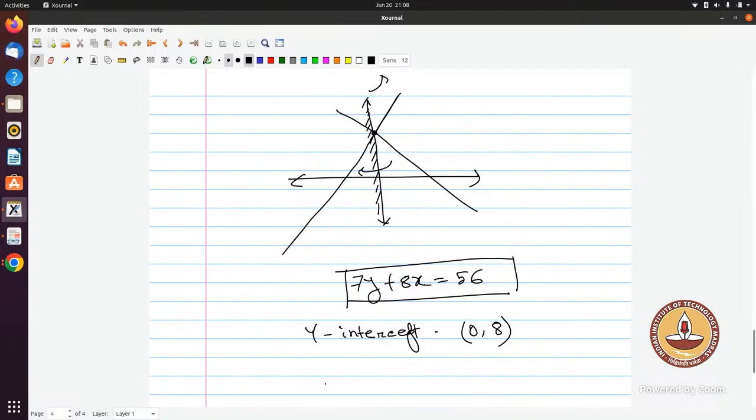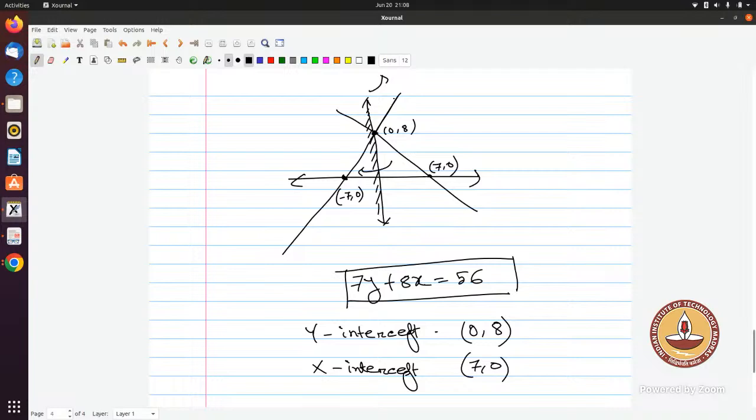What is the x-intercept? X-intercept means y equal to 0. Exactly. 7, 0. So this is 0, 8 and this is 7, 0. Now if I take the mirror image, this point should come here. But 0, 8 should be fixed because it is on the y-axis. So this point will come here and it will be minus 7, 0.